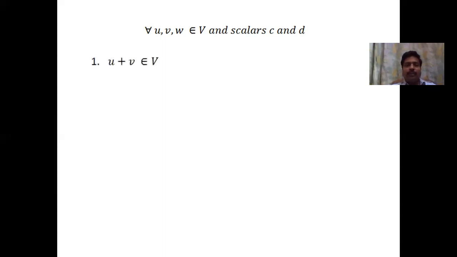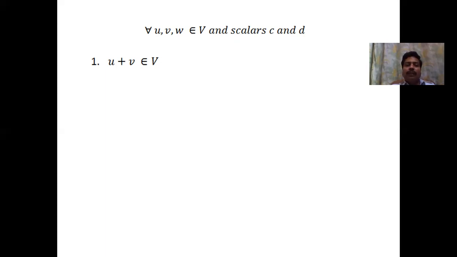The first one is u plus v belongs to V. Here the addition symbol, plus, denotes vector addition. That may be defined in any way; any binary operation which satisfies all the following axioms can be taken.